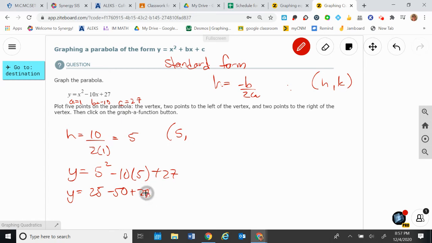You know what it usually ends up being, you guys? These two end up being able to be added, and they're really close to that one, typically. Y is equal to positive 2, because 25 plus 27 is 52, minus 50 is 2. So there you go. There's your vertex.